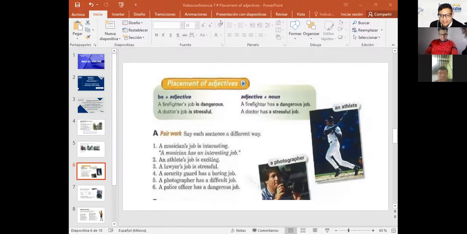Y vemos ahí, por ejemplo, a soccer player's job is... ¿Qué creen que podría ser a soccer player's job? Un trabajo de un jugador de fútbol. Very funny. Funny? Divertido. Very funny.